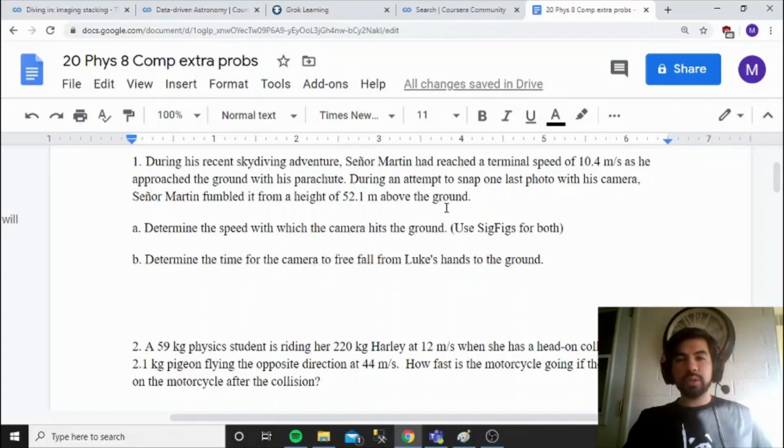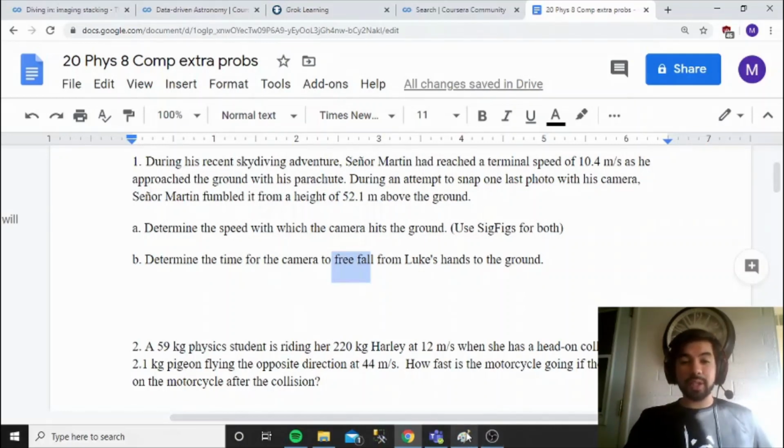So here's the thing. I did add a few things to this problem, maybe too much, but let me explain my thinking. The parachute stopped me, but my camera kept free falling to the ground. So I mentioned free fall right here. Now let's do this. Determine the speed at which the camera hits the ground. We need to identify a couple of things. If it's me, I assume I'm here on the Earth.